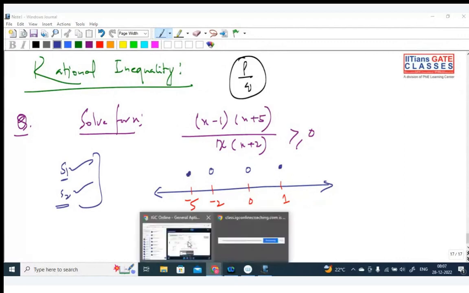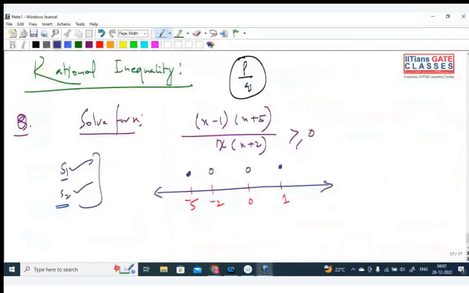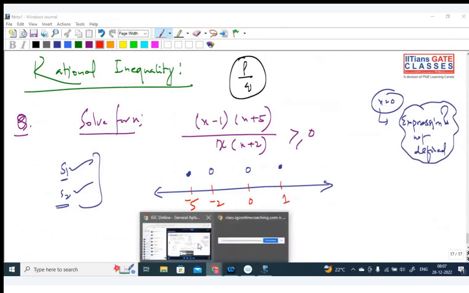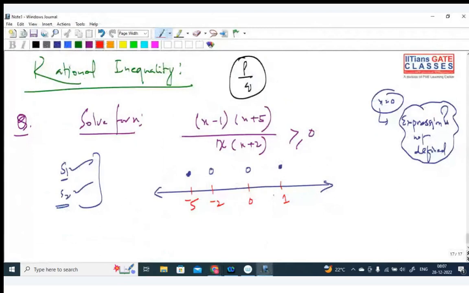What you have to keep in mind is, if you put x equal to 0, then this expression is not defined. Keep in mind that. So never put dot here. Don't include minus 2 and 0 in the inequality. This is the only concept here. Now use plus and this is minus here. And this will be plus, this is minus, this is plus.